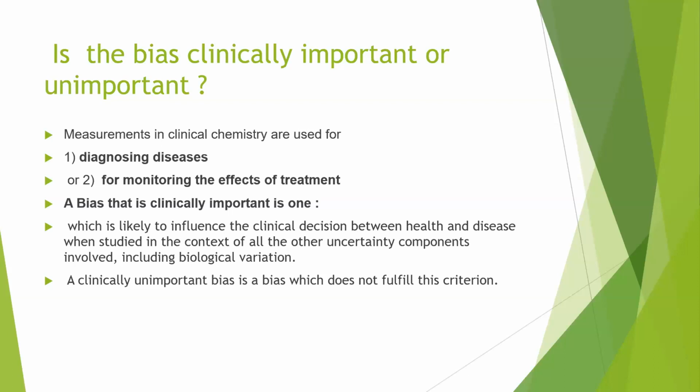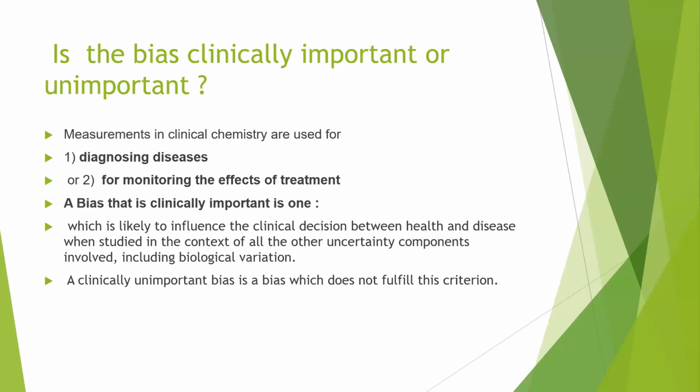So which bias is clinically important? A bias that is clinically important is one which is likely to influence the clinical decision between health and disease, when studied in the context of all other uncertainty components, including biological variation. This is important to understand: an important bias is one that is going to change the clinical decision about whether a patient is healthy or sick.